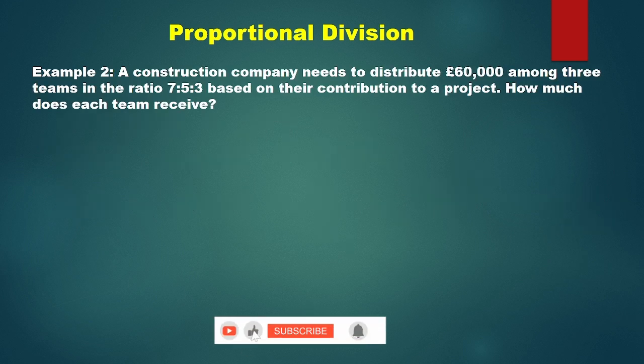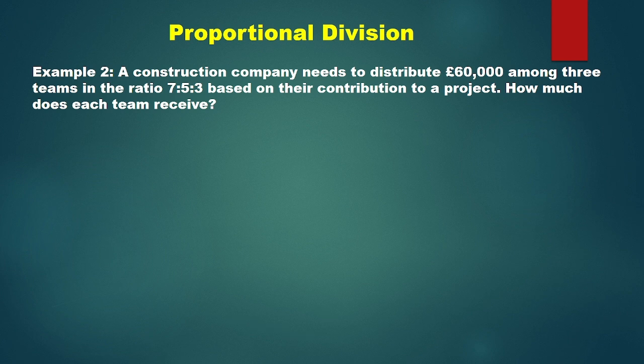Let's take another example. A construction company needs to distribute £60,000 among 3 teams in the ratio 7, ratio 5, ratio 3 based on their contribution to a project. How much does each team receive? So just like we have done before, first thing first, we'll first of all identify the total ratio. And the total ratio is simply 7 plus 5 plus 3, which gives us 15. So the total ratio is 15.